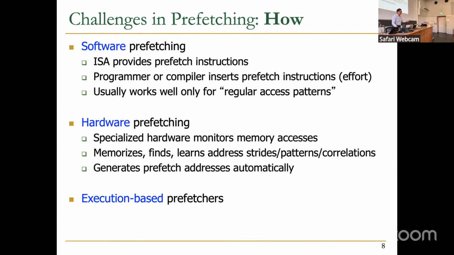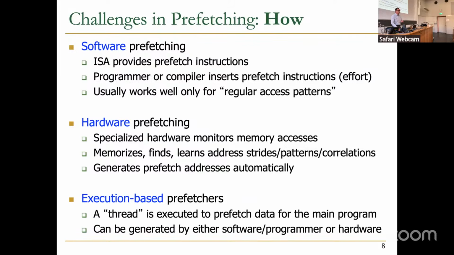After we cover some of these, we're going to cover execution-based prefetchers. And here, the basic idea is to have a thread that you execute to prefetch data for the main program. Usually that thread is speculative. It's executed before the main program executes a problem instruction, like a problem load that will likely miss in the cache. And hopefully when that thread executes, the main program is also executing.